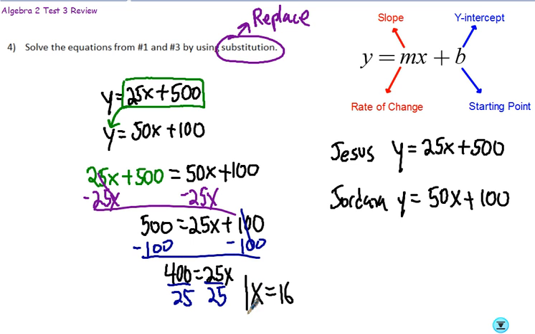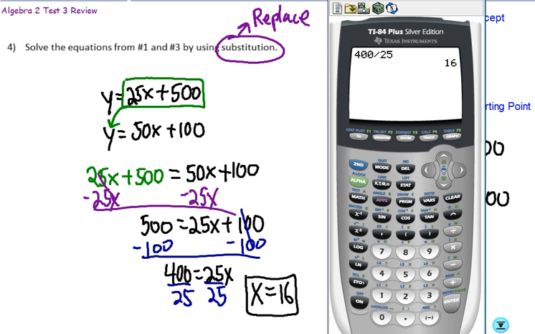Alright, so we got 16, which again, no surprise here. We've already shown above in number 3 that it would be 16 months. We've already shown it graphically here that it would be 16 months. So now we just want to verify the y.